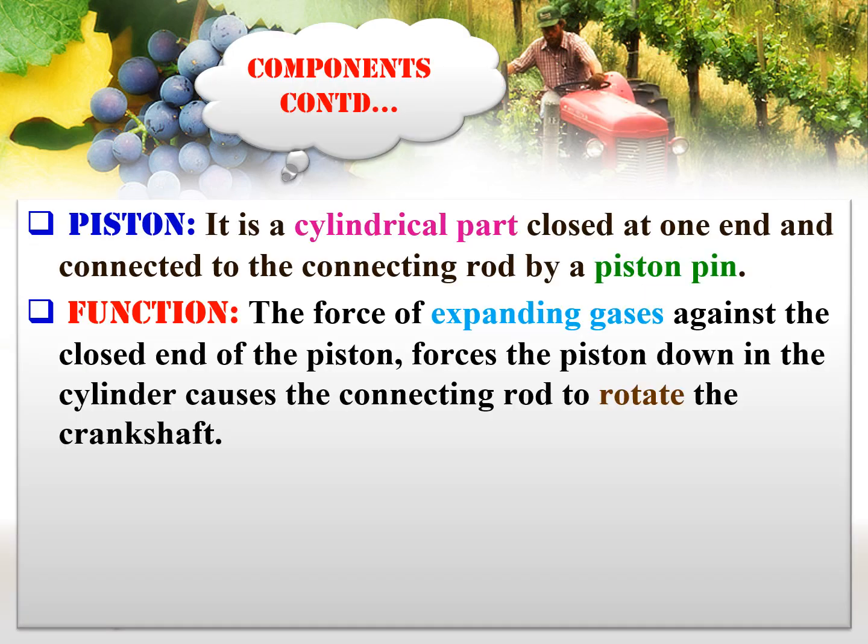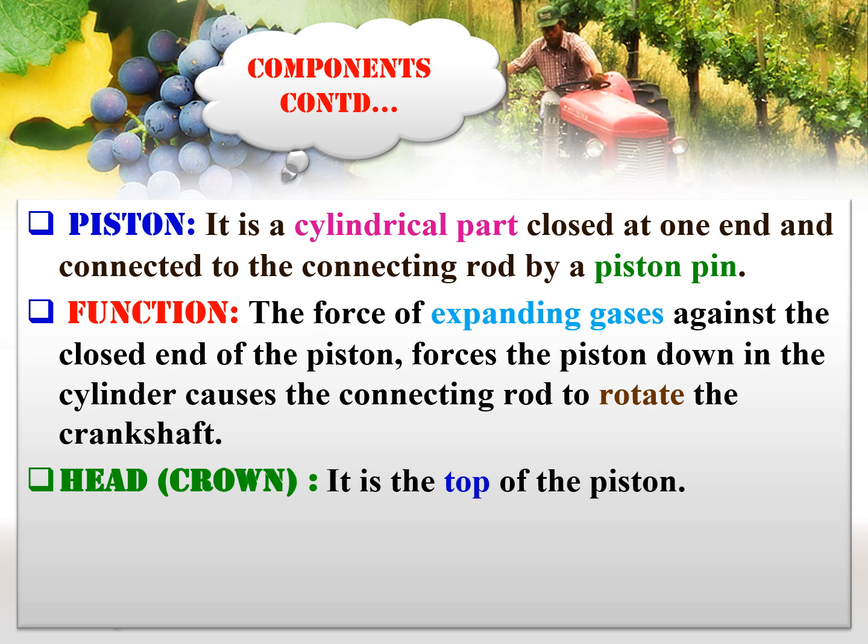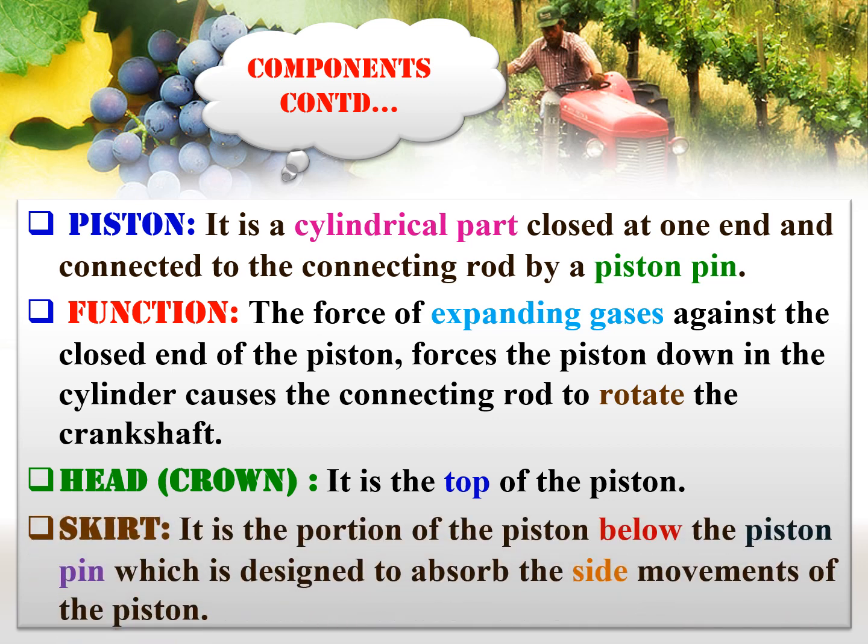The cylindrical part which moves upward and downward inside the cylinder and also has reciprocating motion is known as piston. The piston completes the combustion cycle, that is intake of fuel, compression of fuel, burning of fuel and exhaust of gases. The piston is divided into two parts. One is piston head and the other is piston skirt.